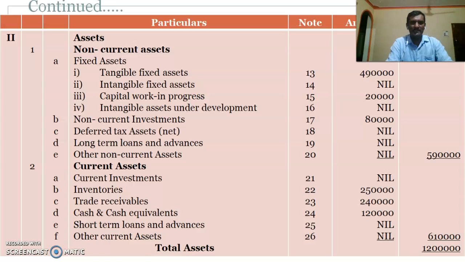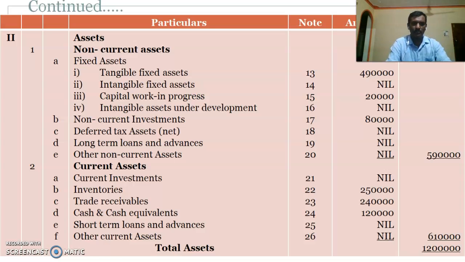As far as these items are concerned, information about only two items is given in the problem, and for those we have made a note and we have got balances of 90,000 and 20,000. And after that we have non-current investments. There is an amount of 80,000, but there is no information about the remaining non-current assets: deferred tax assets, long-term loans and advances and other non-current assets. Then the total of non-current assets is taken to the outer column, which is 5,90,000.